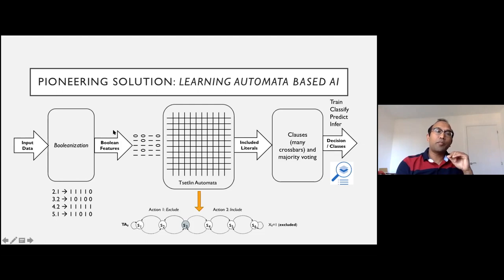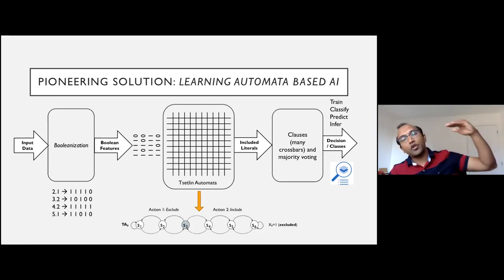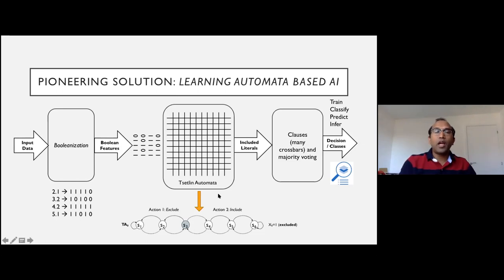So once you generate the Boolean features, then what you do is, if you have, let's say, 5 Boolean features, you'll be creating 5 plus their complementary literals. You'll be generating 10 different literals, okay? 10 different literals, and they'll be going in this particular dimension of your crossbar, which is the, let's say, X direction of your crossbar. And then you will have, for each of these, one Tsetlin automaton.